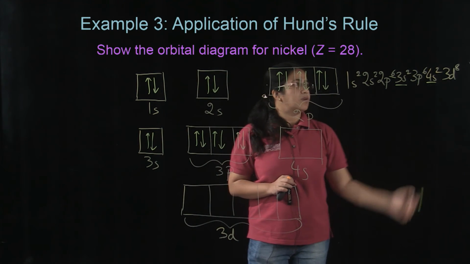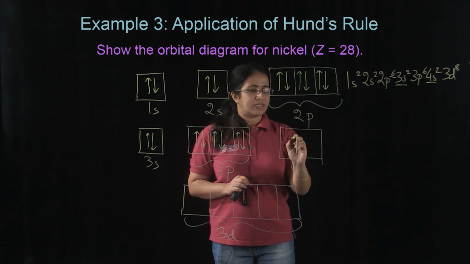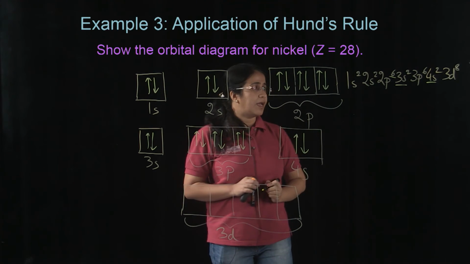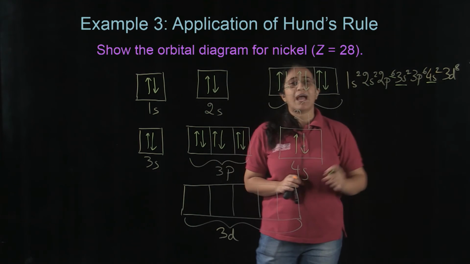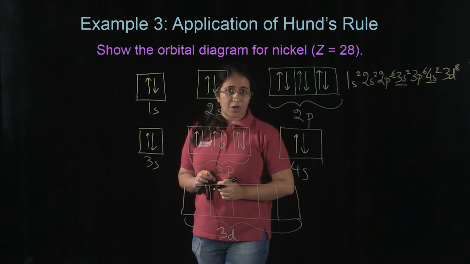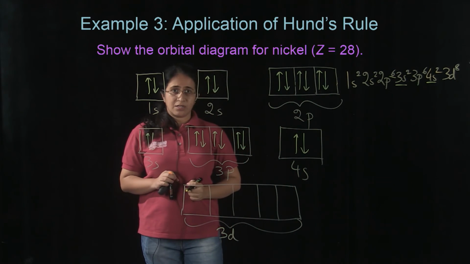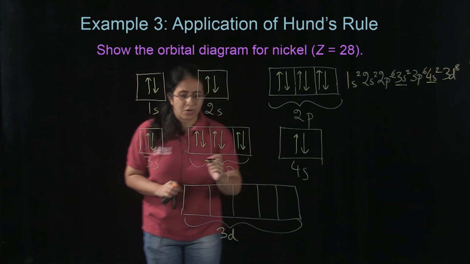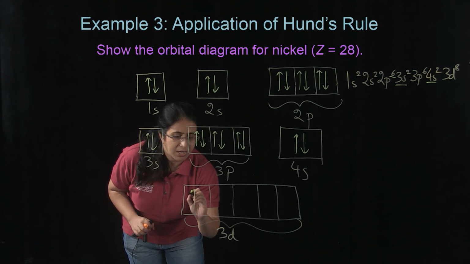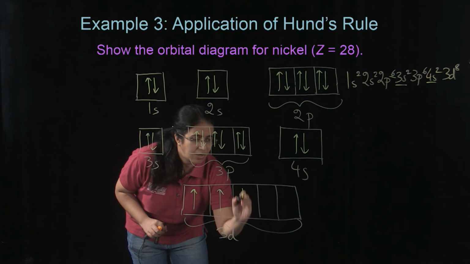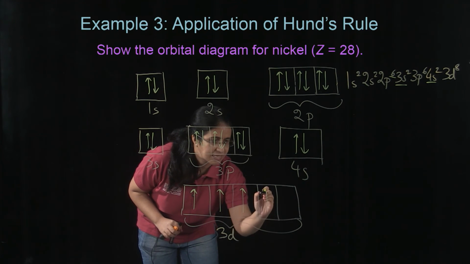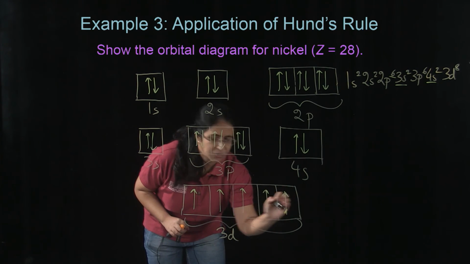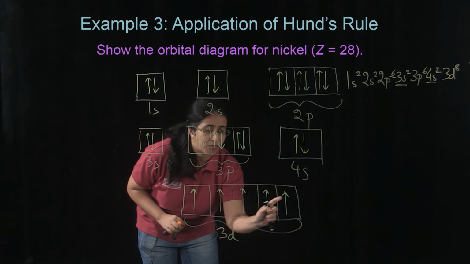Now let's move on to the 4s. So 4s has 2 electrons, so let's put them here. And now finally we have the 8 electrons which will occupy the d orbital. So, again based on Hund's rule, let us put one electron in each of the orbital of the 3d subshell. Okay, so we have 1, 2, 3, 4, 5.